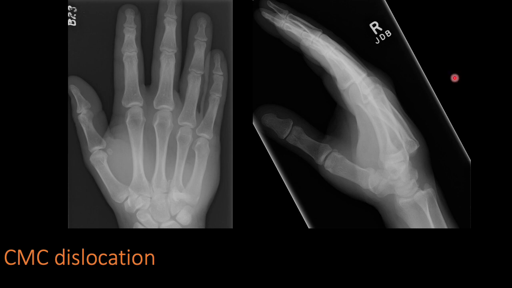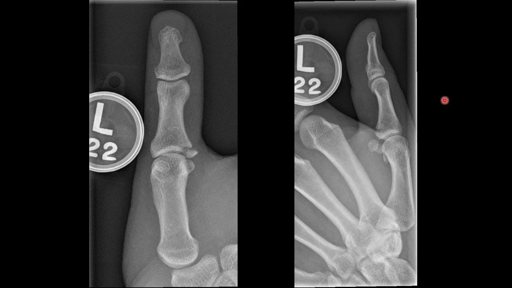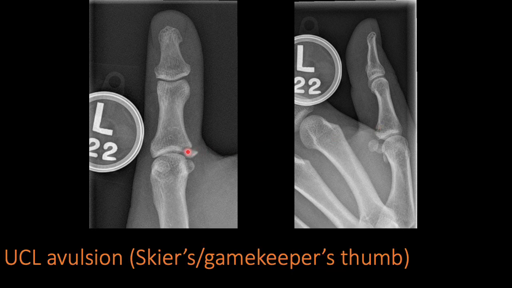Here we have a carpometacarpal joint dislocation. You can see the importance of getting multiple views. There's an avulsion fracture at the base of the 1st digit involving the ulnar collateral ligament. This is also known as skier's or gamekeeper's thumb.